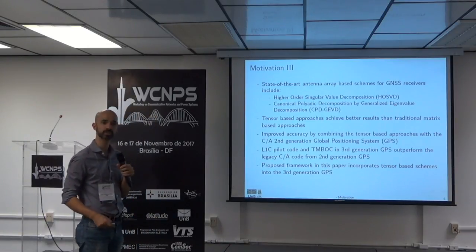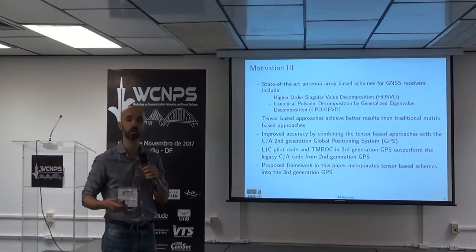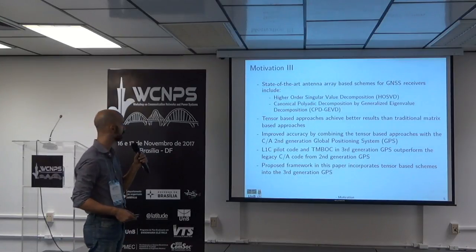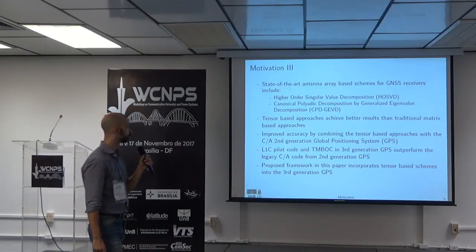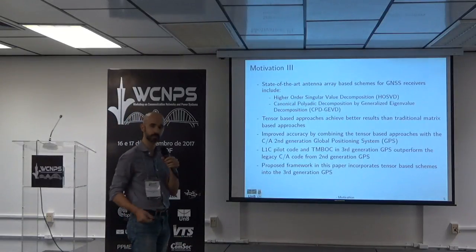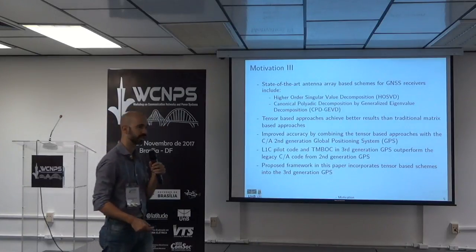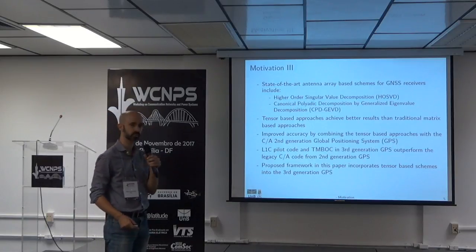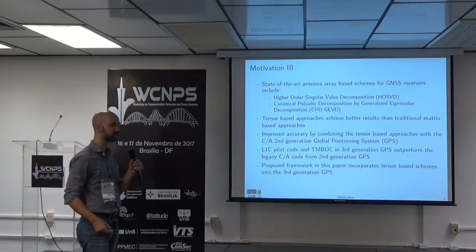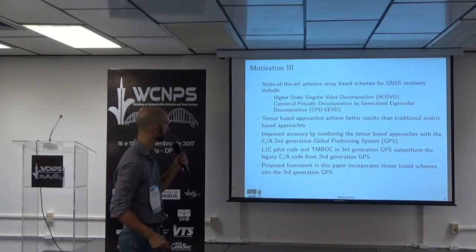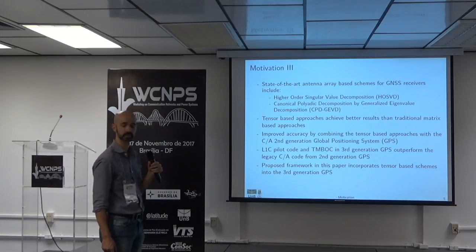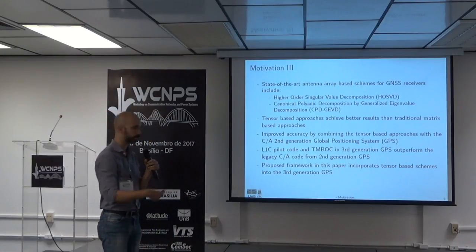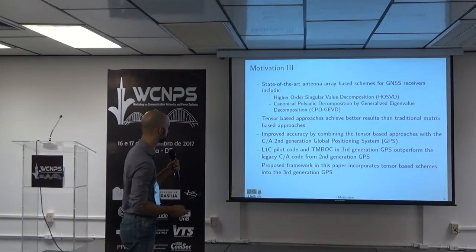Tensor-based approaches provide better results because they have more identifiability than matrix-based approaches. So they tend to be more precise and sometimes even have fewer ambiguities. There's also an improved accuracy: not only is the tensor-based approach being applied, but instead of using the legacy coarse acquisition code, the C/A code of second generation global positioning system, in this case we are using the third generation L1C pilot and time-multiplexed binary offset carrier modulation that is used in third generation GPS. And it does outperform the legacy coarse acquisition code. So this paper will incorporate both the tensor-based scheme and the third generation GPS.